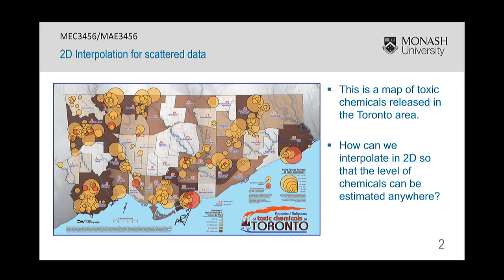But the question then arises is, how can we take this information here in two dimensions and interpolate so that we can estimate the levels of the chemicals anywhere else in this area? That's the problem that we're going to look at today, very briefly.